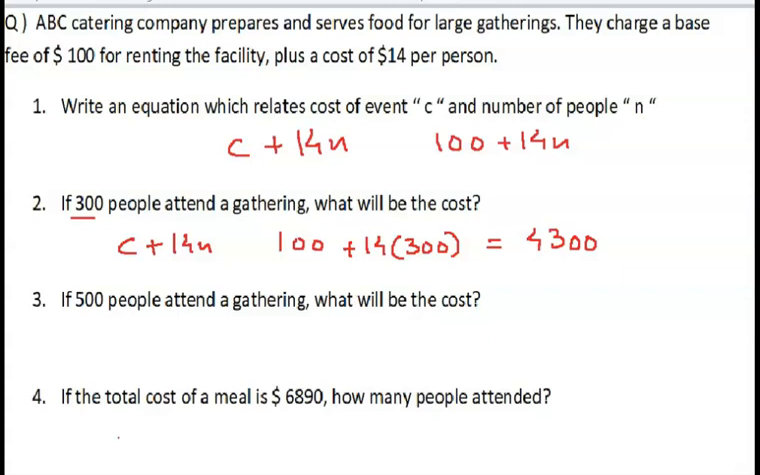The third part of the question says if 500 people attend a gathering, what will be the cost? So we'll use the exact same thing. Instead of 300, we will replace that with 500, and we'll get our answer, which is $7,100.